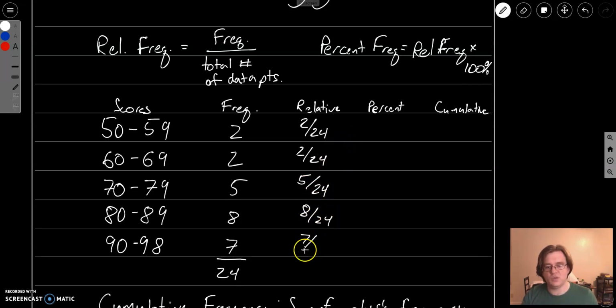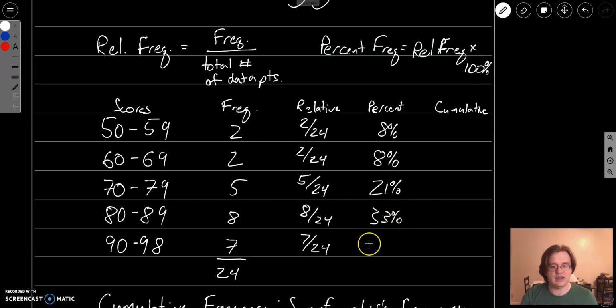And likewise, once we have these proportions, we can turn these into percents. So 2 out of 24 is about 8%. It's the same for 2 out of 24 again. 5 out of 24 is about 21%. 8 out of 24, that's 1/3, is 33%. And 7 out of 24 is about 29%.